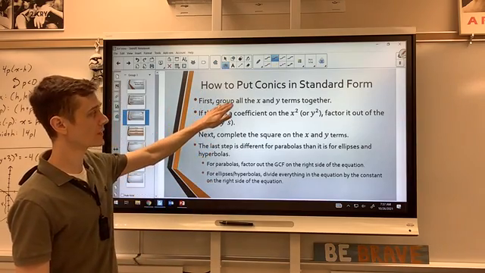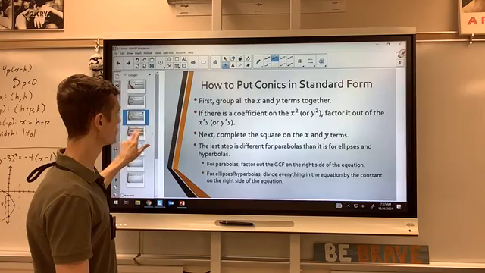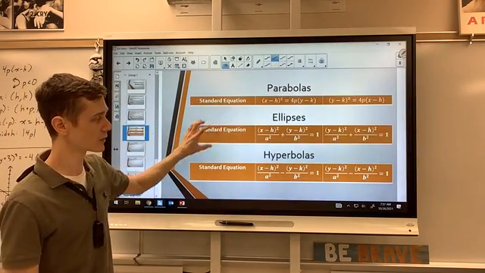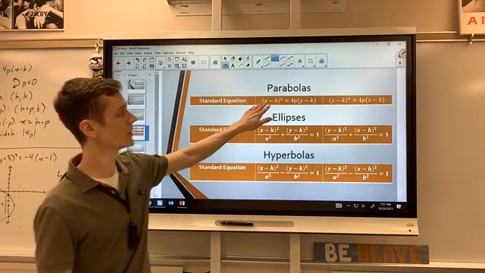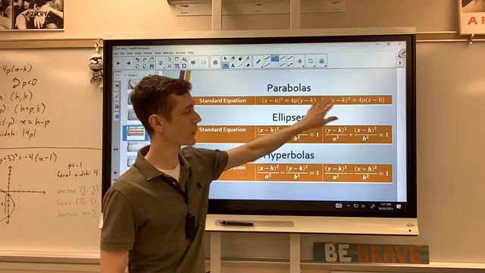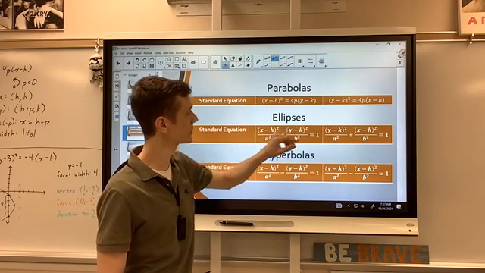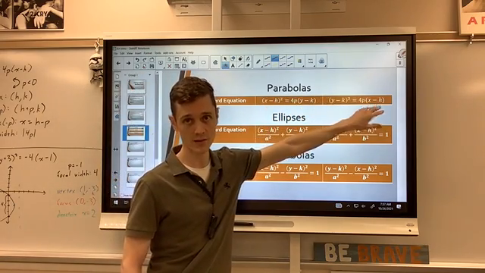So I like to group all of the x and the y terms together. Now you'll know how to group them according to the standard forms for each of the shapes. For example, if it was the parabola, we said there's either an x squared or a y squared. So those terms would go on the left-hand side. Everything else would go on the right-hand side.